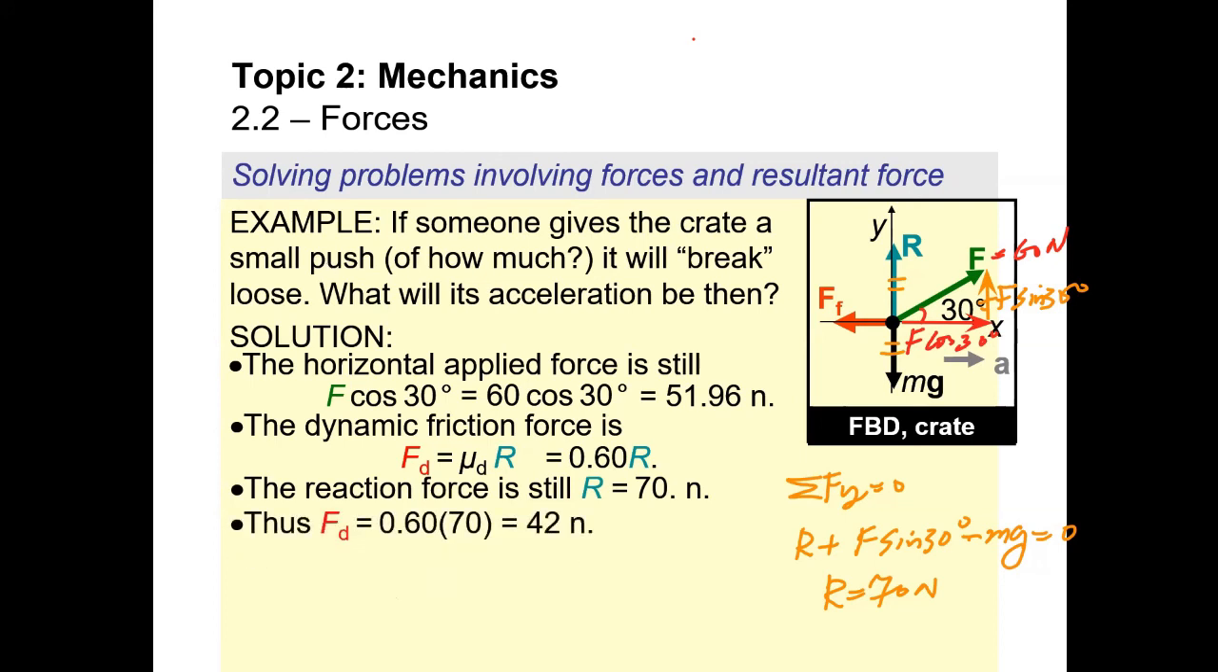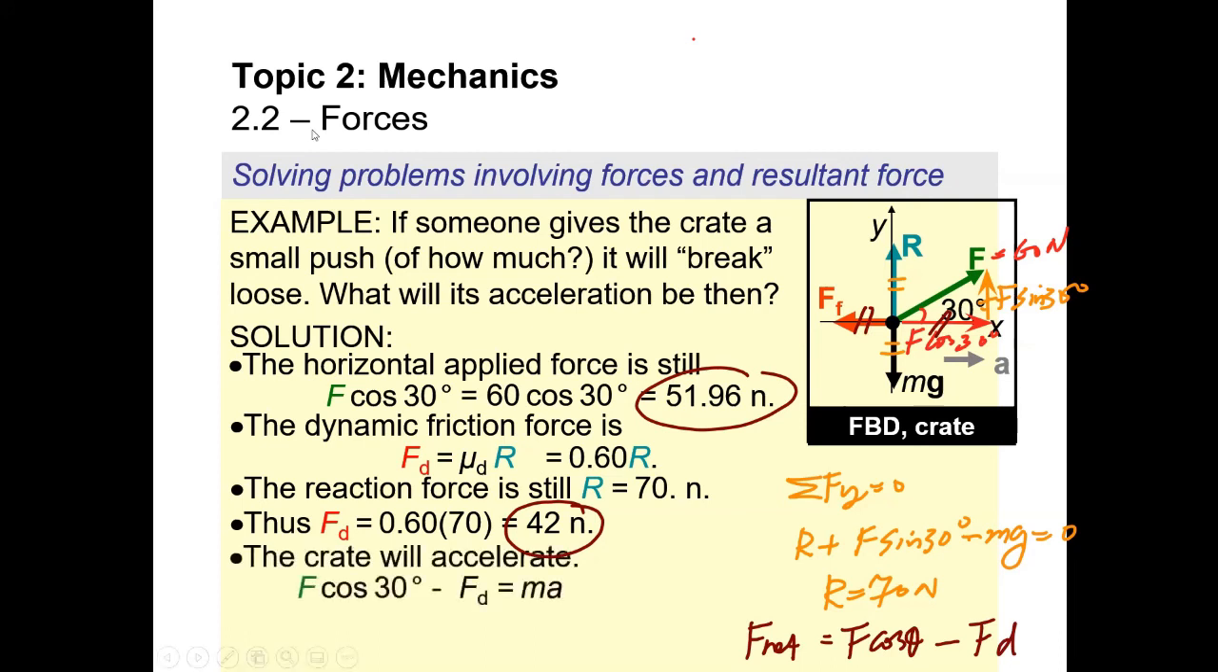The horizontal applied force is larger than the dynamic friction. The crate is accelerated. So F net equals the horizontal applied force F cosine theta minus the dynamic friction, which equals ma. And plug in the values. Acceleration equals 0.996 meters per second squared.